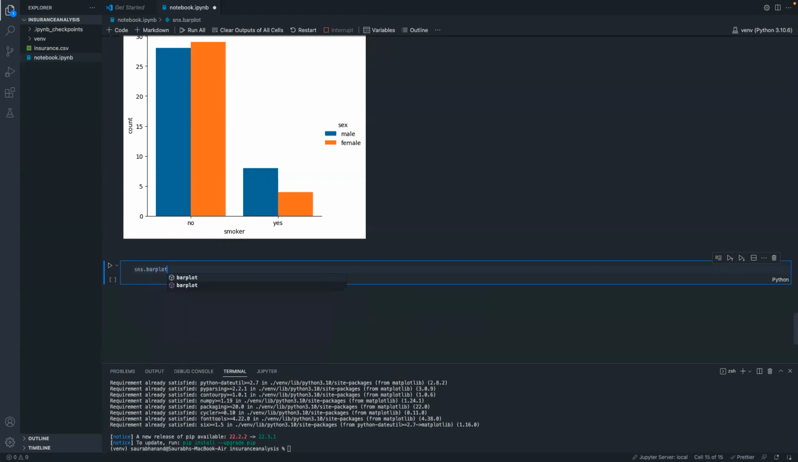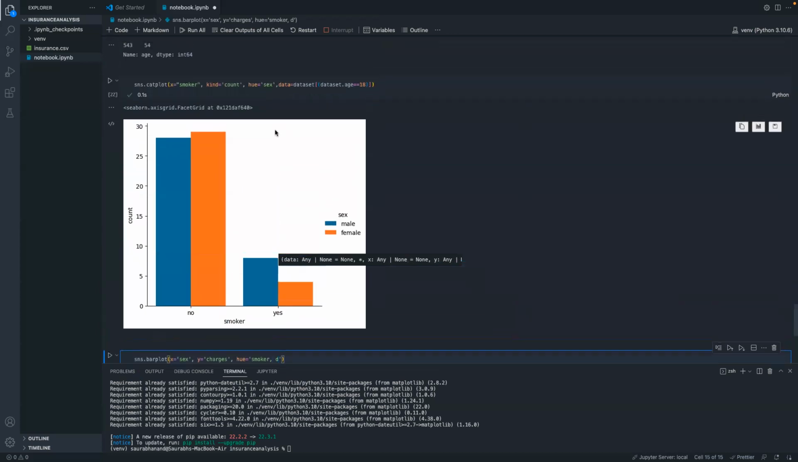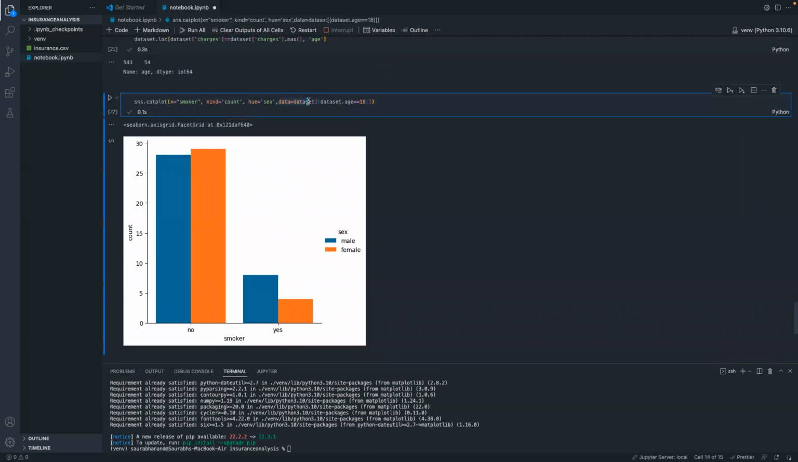So sns dot barplot. Again, I'll put x equal to sex, y equal to, just a second here, mistake. So my y equal to charges, and then I'll set my hue parameter to smoker, and then again I'll just copy this away because I'm exploring for this age only. So data equal to data set of age 18.